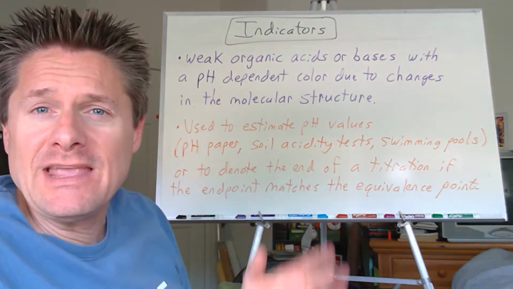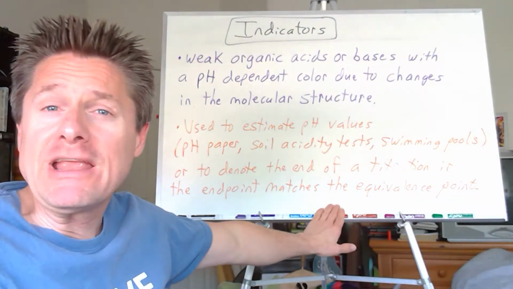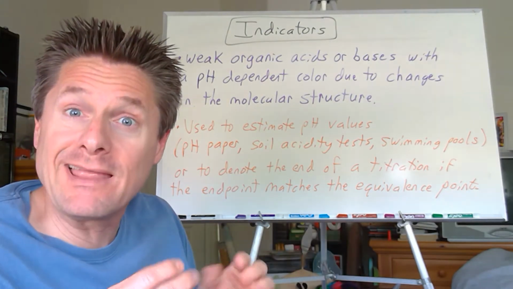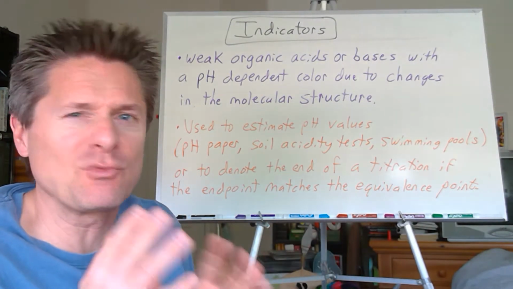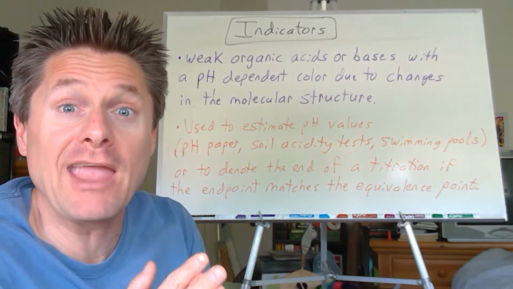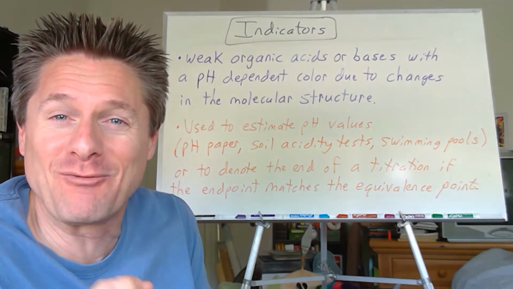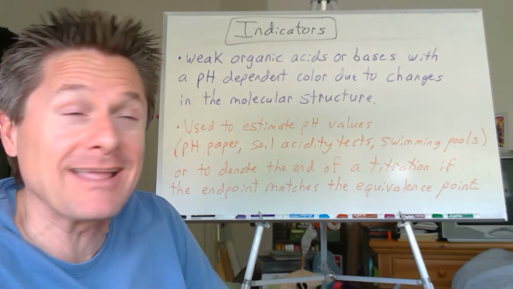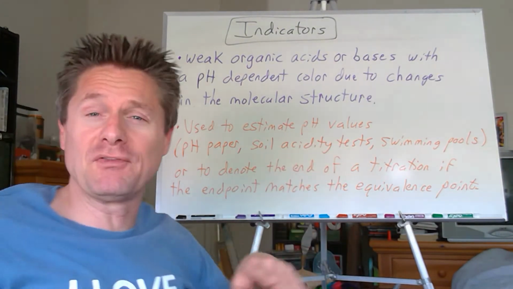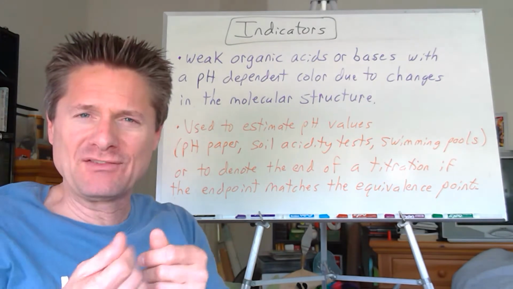And again, we use these most commonly for titrations at this level so that we can use this endpoint. Its color change doesn't really tell us a pH. It just tells us, hey, we're done. Stop adding your titrant. Right? We've hit the equivalence point. Stop adding.